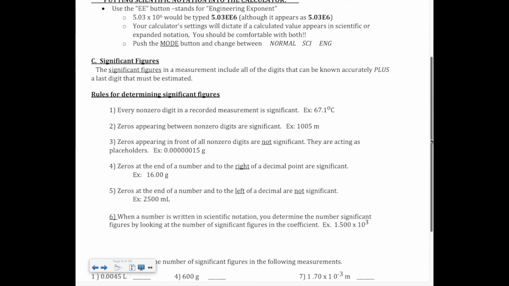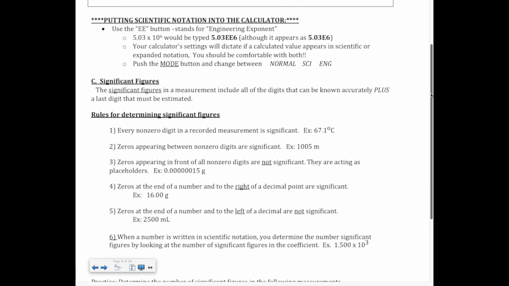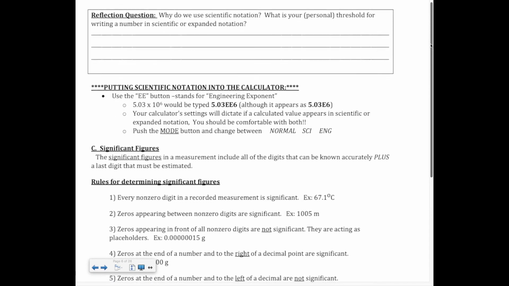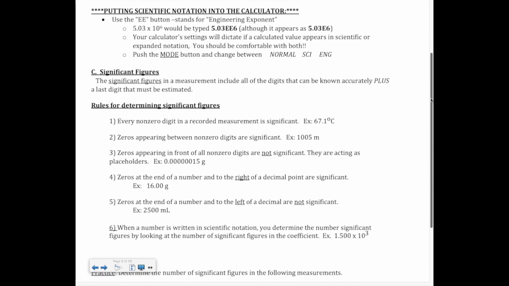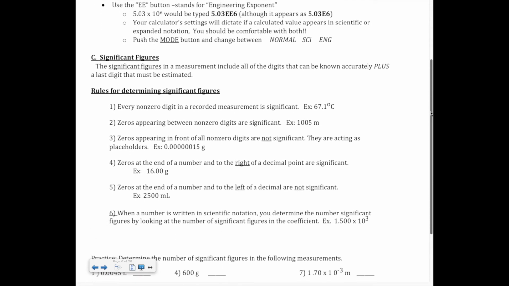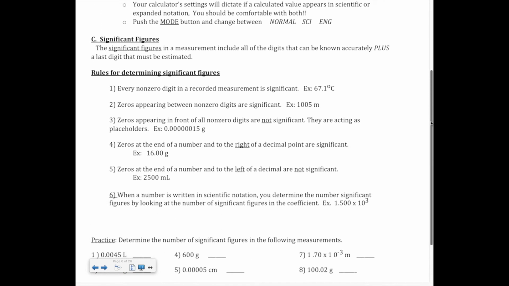The next part of the lesson is going to be on significant figures. So I want you to look at this page in your notes. That's going to be page 6 down at the bottom. It says significant figures right here. So a significant figure in a measurement will include all the digits that can be known accurately plus one that must be the last estimated digit. That's that estimated digit thing that we were talking about.